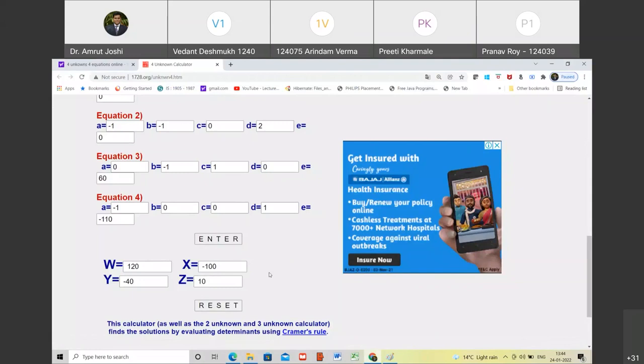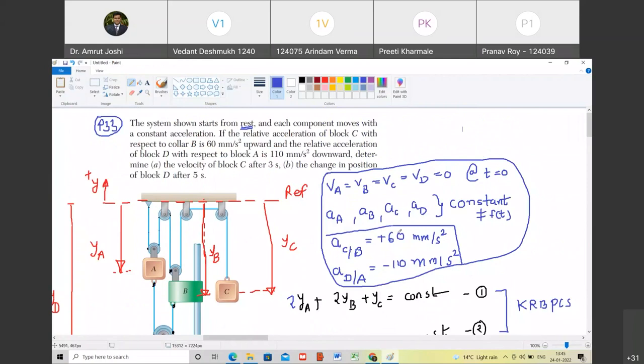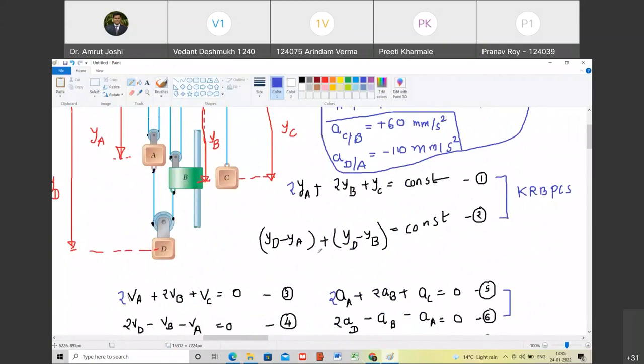AC is minus 40 and AD is 10. Are you with me? Yes, sir. Okay, great. So this is what we have done. Now we have got these accelerations. And now what is being asked? Velocity of block C after 3 seconds.